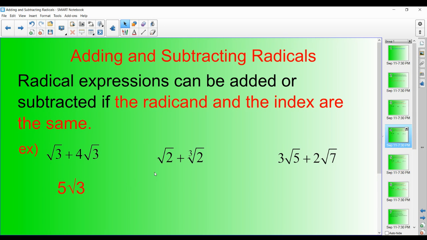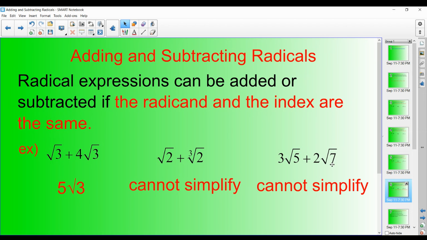Now the second one, the radicand is the same, both 2 inside the root, but here the indexes are different. So we cannot simplify that. In the third case, the indexes are the same. The indexes are both 2 here, but this radicand is 5 and this radicand is 7. So we cannot simplify that one either. So we need very specific cases for there to be a simplification, or a combining of like terms.